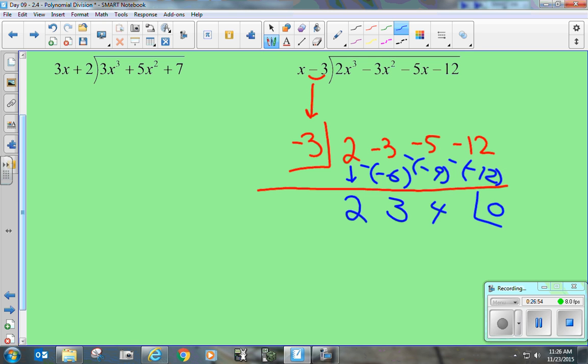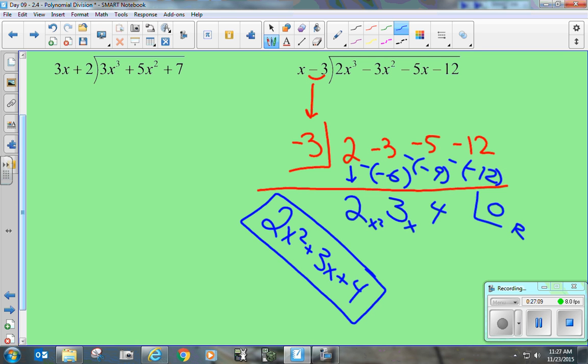I always box it off and say this is my remainder. 0. My 4 is my number without an x. My 3 would give me x. My 2 would be x squared and so forth. So my answer is 2x squared plus 3x plus 4. No remainder, and that is nice and clean.